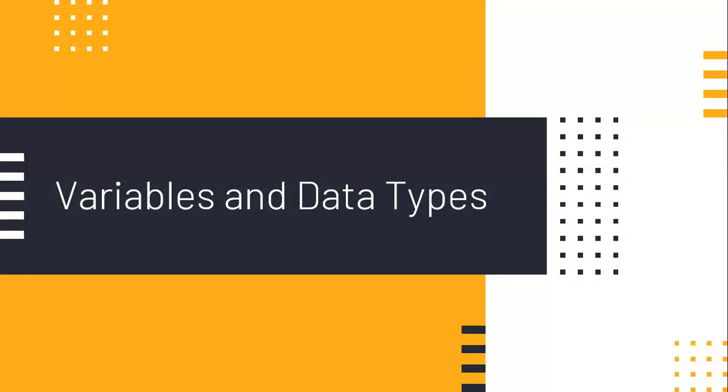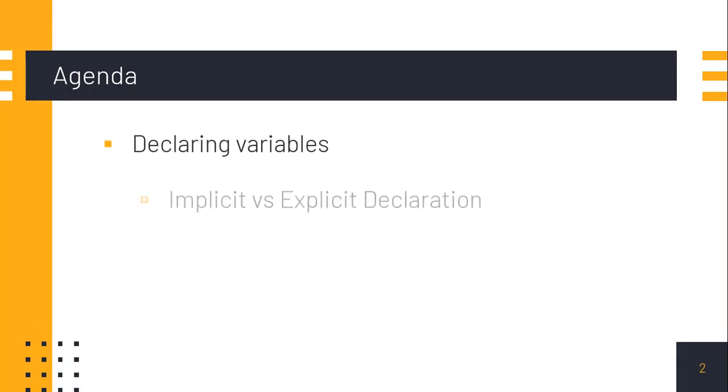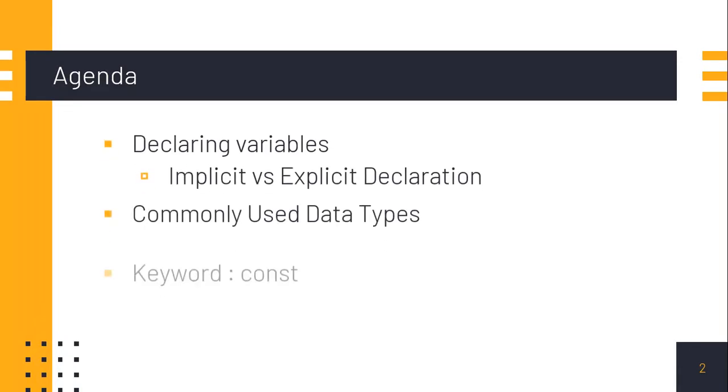Hey guys, welcome back. In this session, we will learn about declaring variables and different data types in VBA. We will also understand the difference between implicit and explicit declaration. We will look into some commonly used data types. And finally, we'll also know about a keyword called constant. So let's get started.